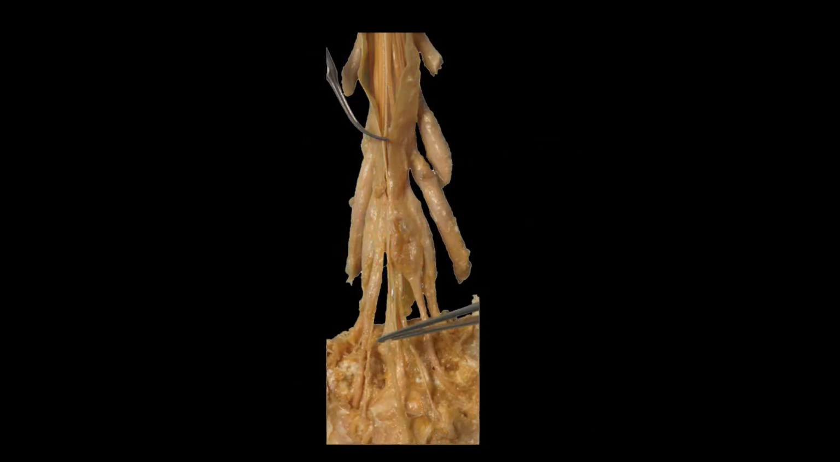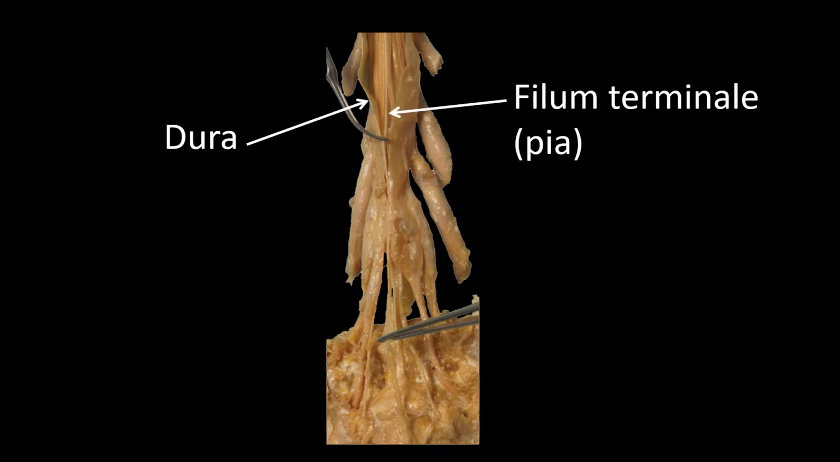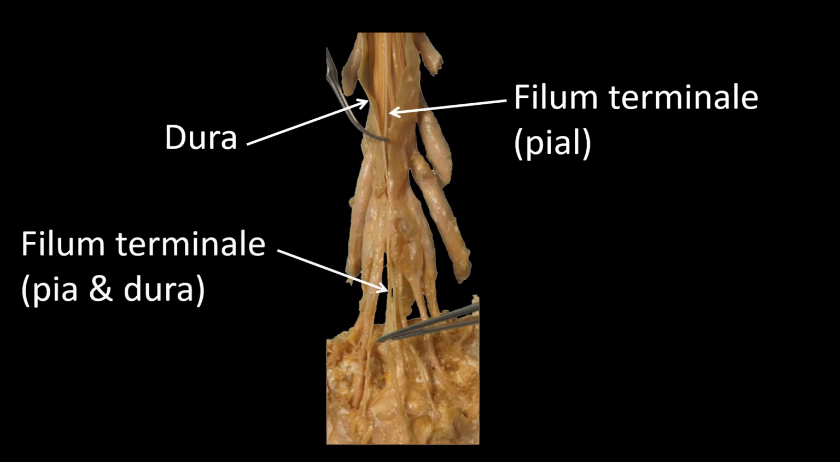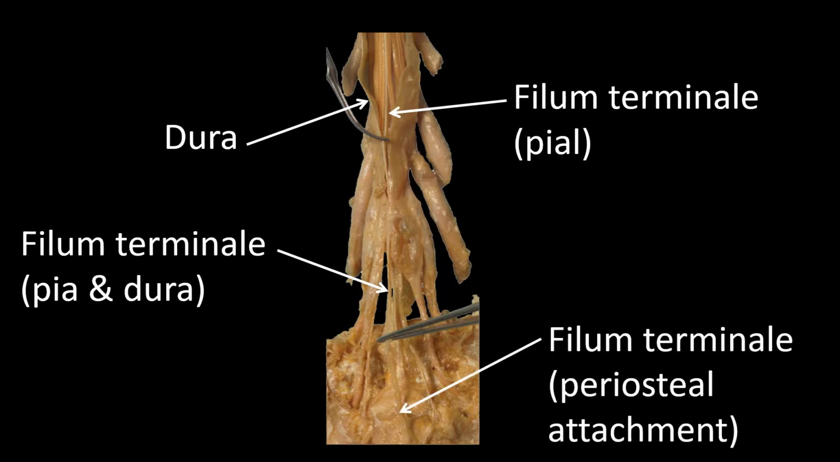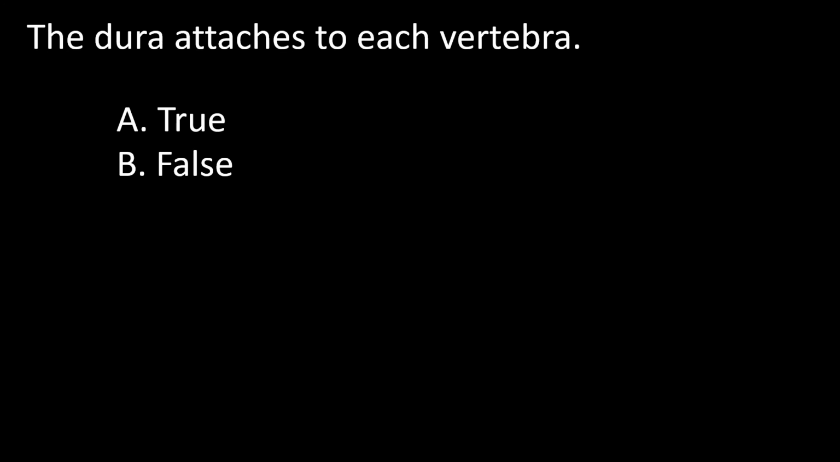This is a specimen of the lower spine. You can see the dura, the filum terminale consisting at this level of pia, and close to the bone consisting of dura. This structure is attached to the periosteum of the sacral bone, as we just previously mentioned. So the answer to this question is false.